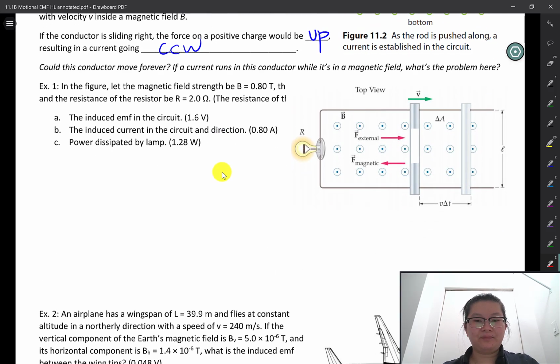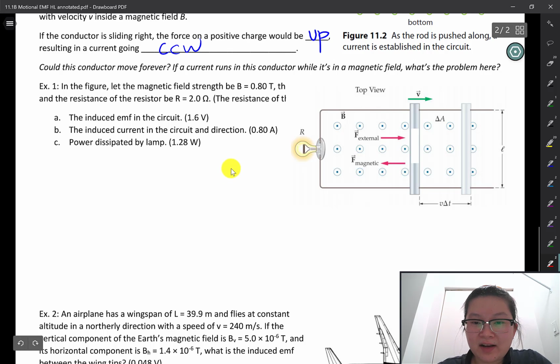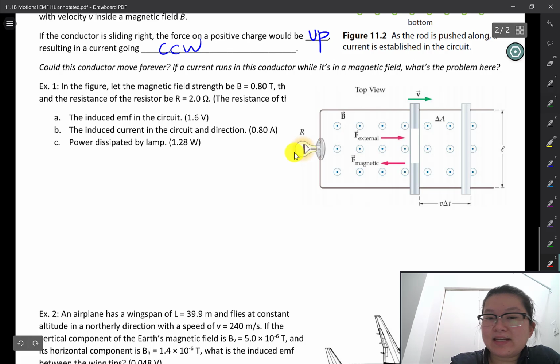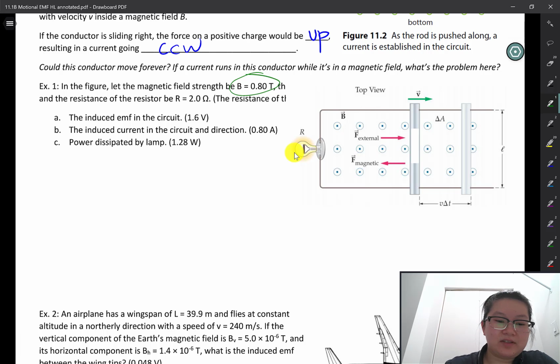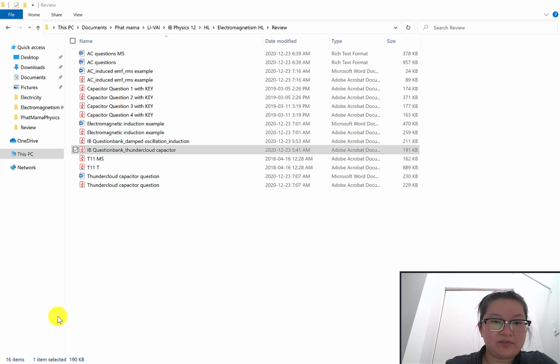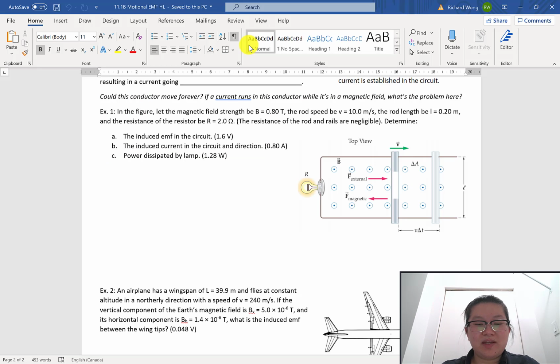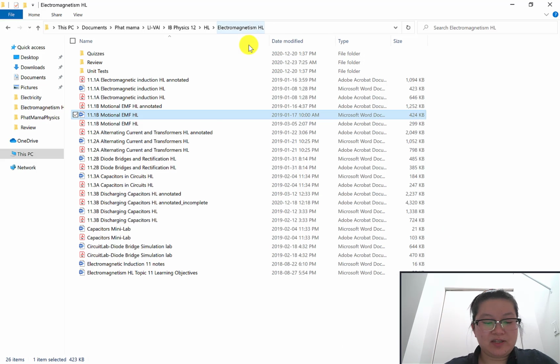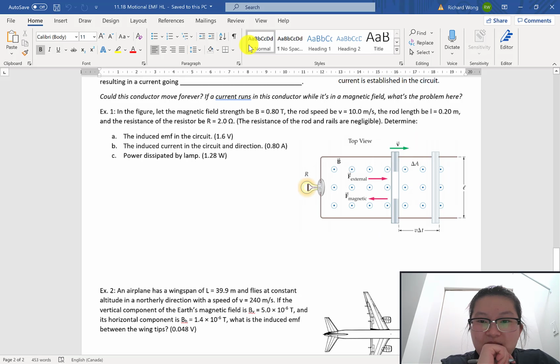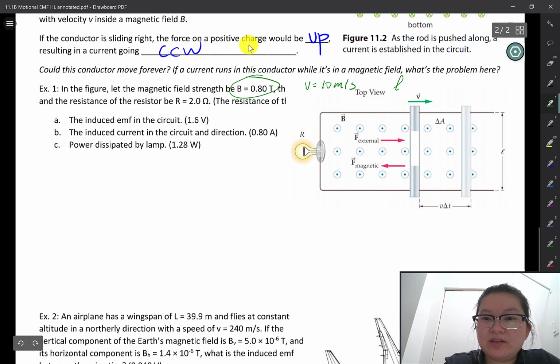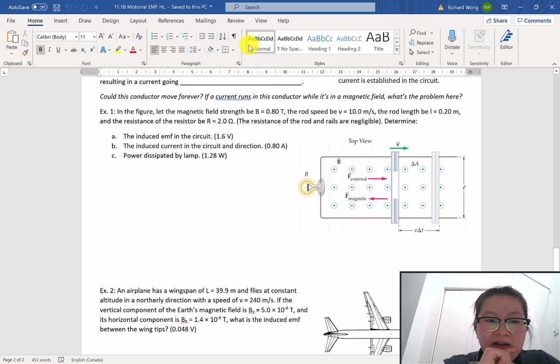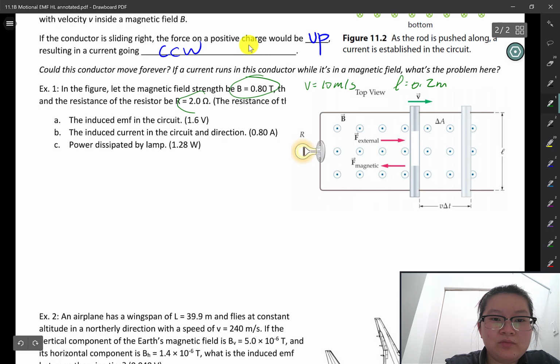In the following figure, we have a magnetic field going, it looks like, out of the page. Part of the question got cut off, so we're going to fix it. The magnetic field strength is 0.8 Tesla. The rod speed is 10 meters per second. So let's add this here. That's a pretty fast rod. The length of the rod is 0.2 meters, and the resistance of the resistor is 2 ohms.